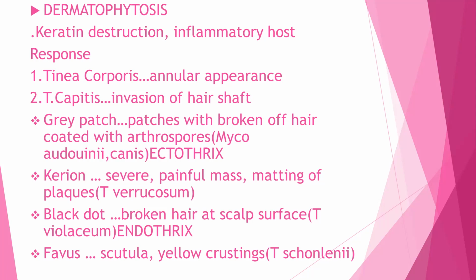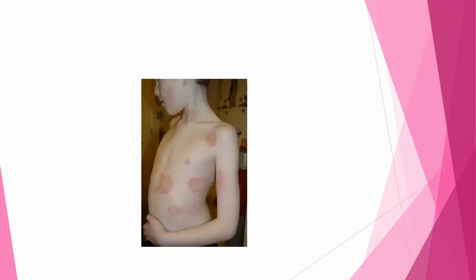These are the different organisms that cause it. That is, the gray patch is usually caused by the ectothrix type, Microsporum audouinii and canis. Kerion is caused by Trichophyton verrucosum, and this is zoophilic in nature. Black dot, broken hair at the scalp surface, caused by Trichophyton violaceum, and it's an endothrix type. Favus, yellow scutula are present, yellow crusting, caused by Trichophyton schoenleinii. Now you see the pictures of all these.